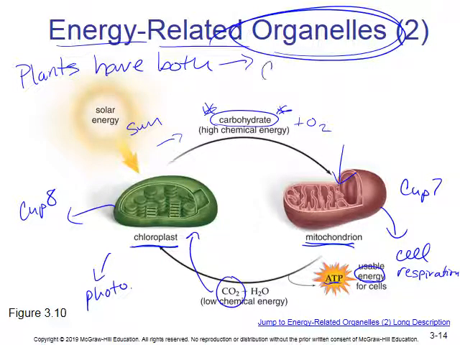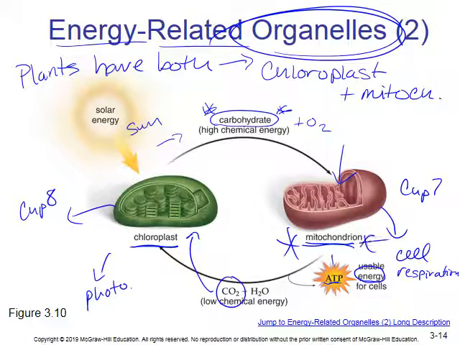So plants have both chloroplasts and mitochondria. So plants don't make food for us. Plants don't make carbohydrates so that we can consume them and have energy. Plants turn sunlight into carbohydrates, and then they use the carbohydrates in their own mitochondria to generate energy for the plant to grow.